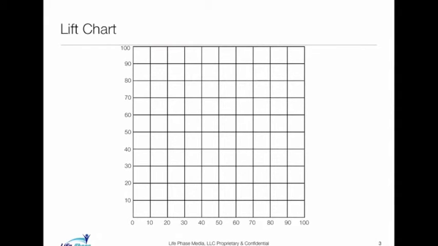A lift chart is a common way to look at the impact of advanced targeting on campaigns. Instead of using a two-line graph, we're going to use graph paper. On the x-axis, we're going to plot cumulative percent of audience, starting at 0, going to 100%, and on the y-axis, we're going to plot cumulative sales.